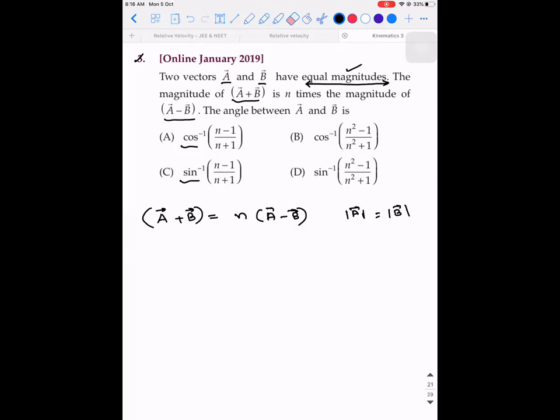Using tan theta? Tan theta, there is no formula for tan theta as such.